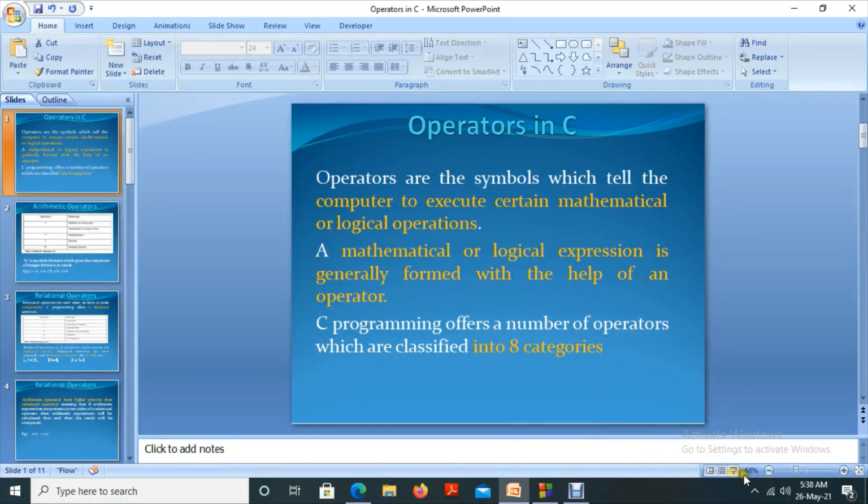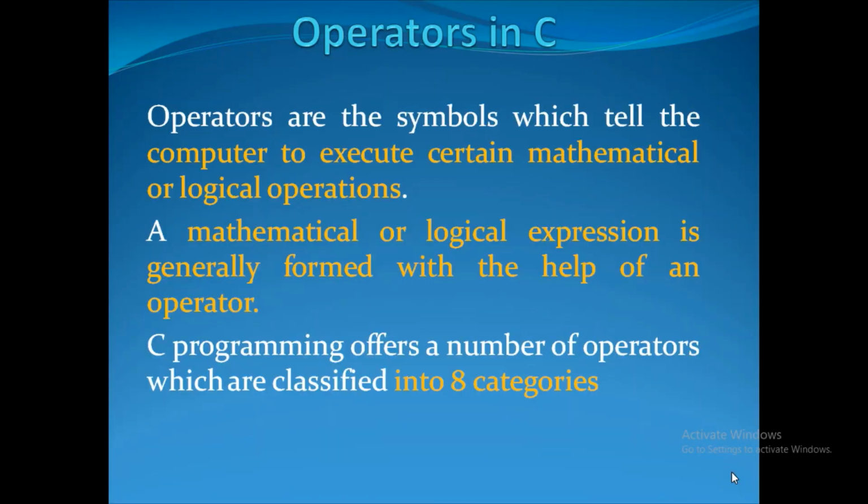Hi, welcome back. Today we are going to discuss operators in C. Operators are the symbols which tell the computer to execute certain mathematical and logical operations. So a mathematical or logical expression is generally formed with the help of an operator. C programming offers a number of operators which are classified into 8 categories. So we are going to discuss these 8 categories of operators today in this class.